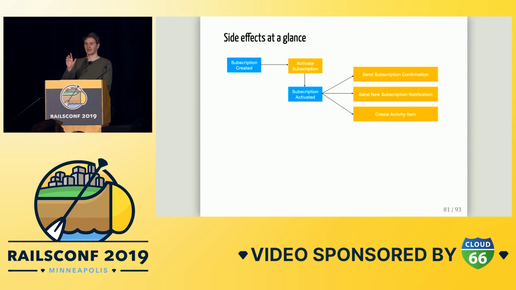You've noticed that we have a nice DSL to connect reactors with events. Because a reactor can create an event, and that event in turn can trigger other reactors that could trigger other events, it's very nice to be able to look at all the events and track down where they are coming from. So in here, we can see how when you create a subscription, a subscription created event is created, and a reactor will try to activate that subscription. That will issue a subscription activated event that will in turn send a subscription confirmation, a new subscription notification, and add an item in the activity feed.